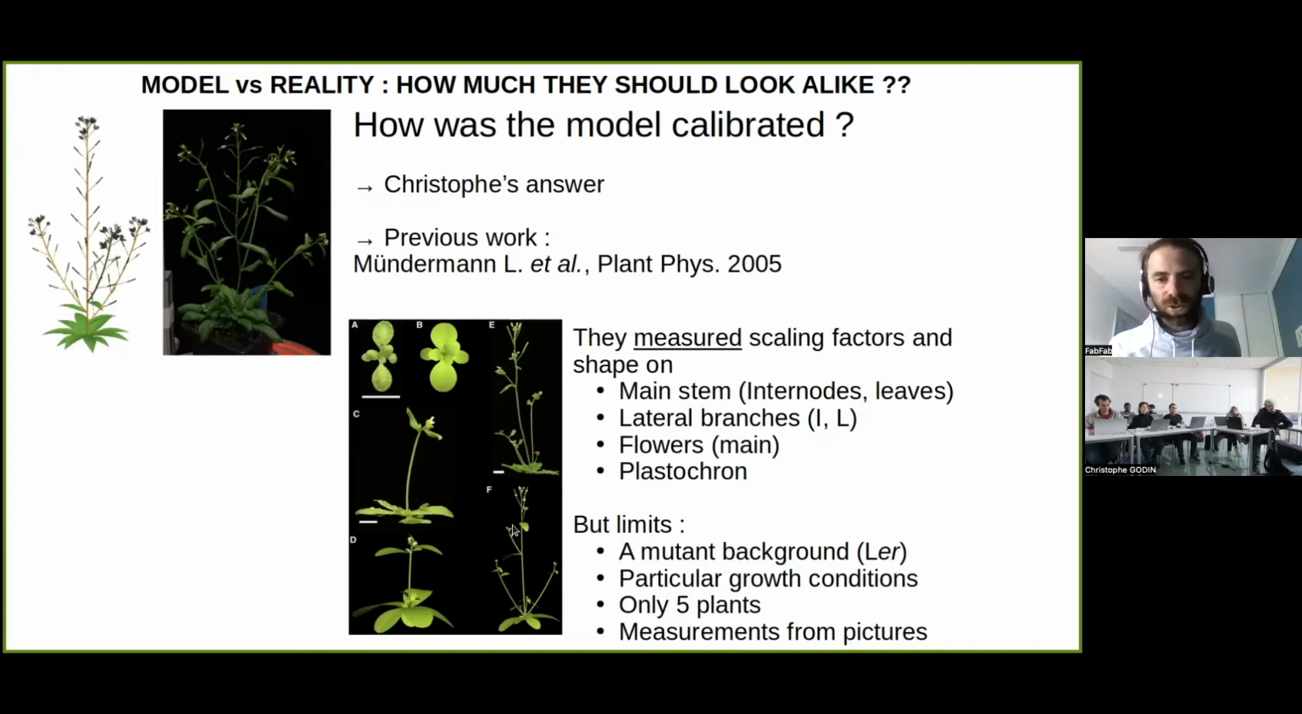And also, some of their measurements were done on pictures only. It's not clear how they performed it, and I think that they took a lot of pictures, and from the pictures they derived some of the measures they are relying on. And I think sometimes it's not the best way to do it.